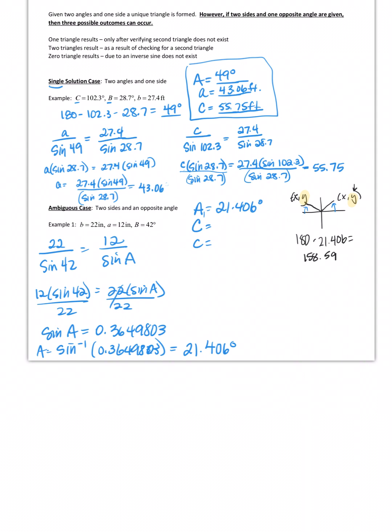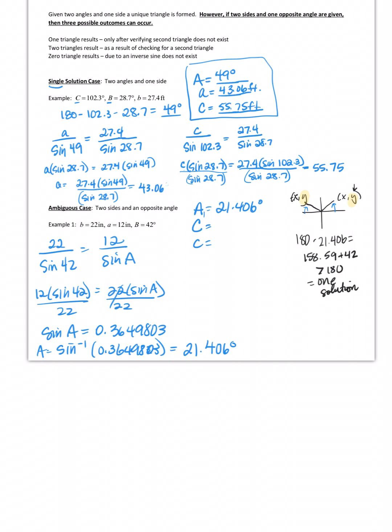Okay, so how do I know if that means there's another triangle? Well, you take the given angle, which was 42, and add it. If I add it and it's greater than 180, which it is, it's going to be 190, almost 200, then that means there's only one solution. There's only one triangle solution to this problem. So I don't have to worry about a second triangle.